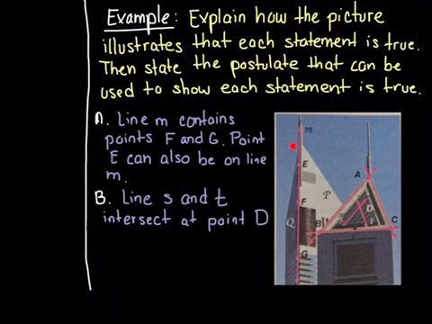Okay, we're using the same picture. We've already done A. Let's look at B. Line S and T, here's S, really small line right here, and here's T, intersect at 1 point. Which postulate shows that this statement is true?